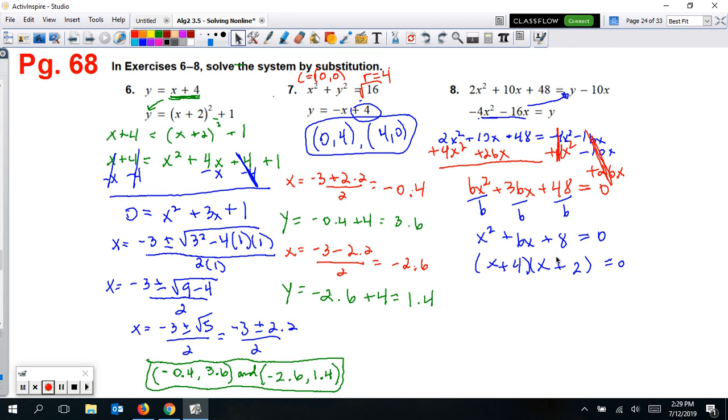And now we've just set each one equal to 0. Use the zero product property. So now we're going to subtract 4 on this first one. That's x equals negative 4. Subtract 2 to get x equals negative 2. So that gives us our two x numbers.